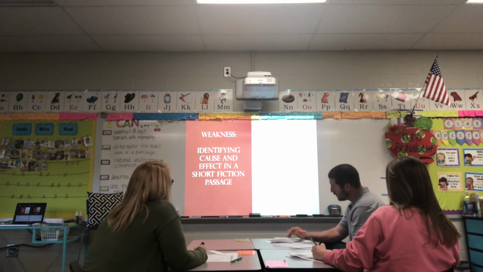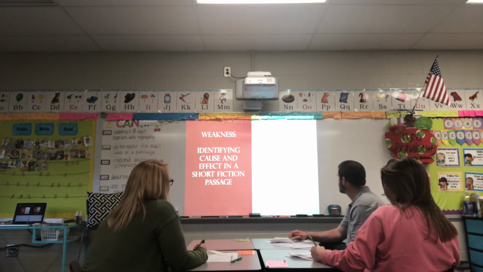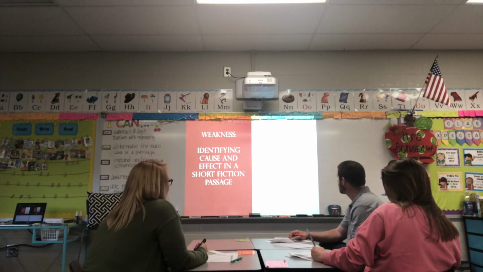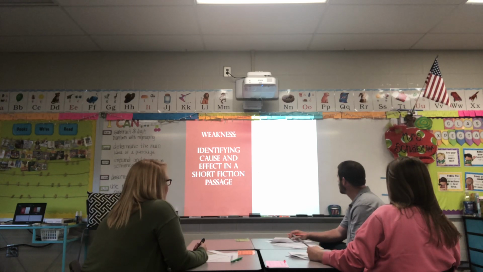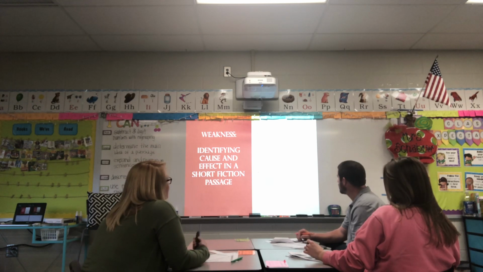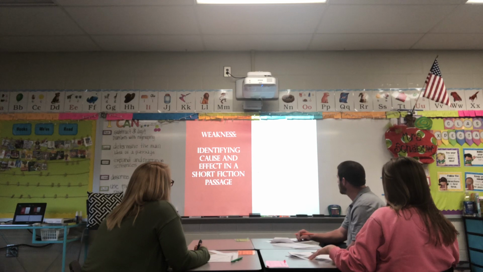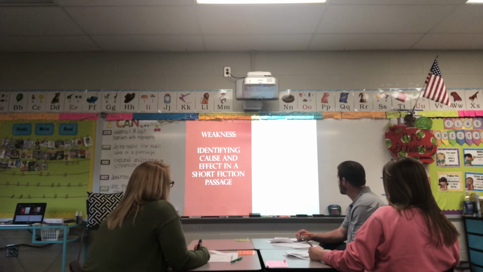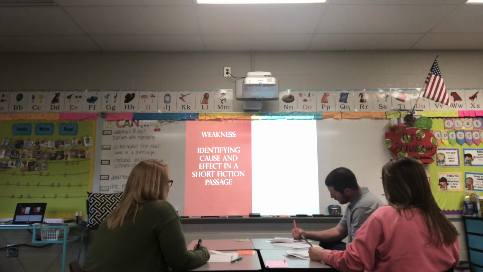And the next one was, as we do our read alouds, really model how you identify cause and effect, examples of cause and effect in the story, maybe pose questions, what caused this or what was the effect of this action in the story, just so students hear it more, they're more comfortable with it. And the third step for this weakness was to provide students short fiction passages to practice identifying cause and effect.